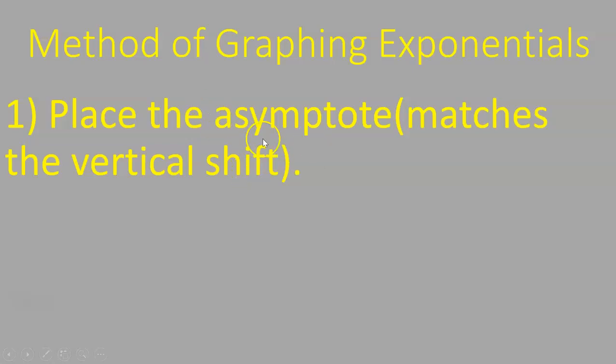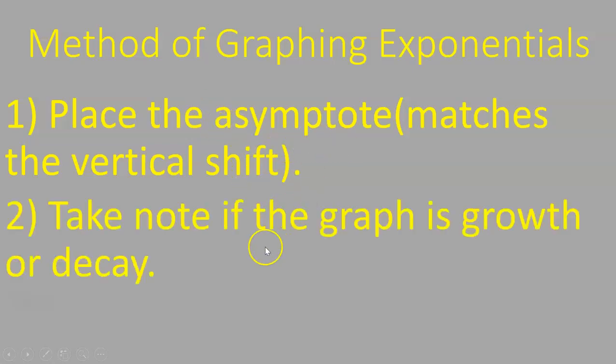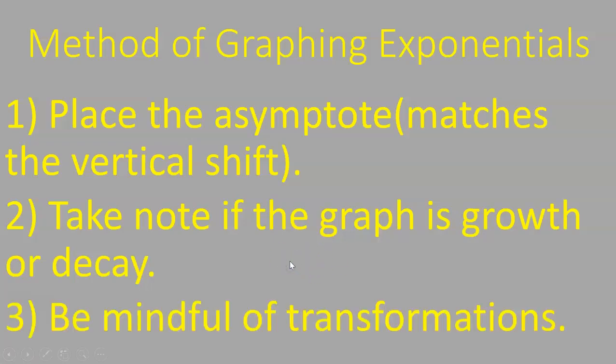That's where the asymptote is. You're not going to cross that line. You want to make sure if it's growth or decay, because remember the graphs look different. Growth goes up to the right, decay goes down to the right. And then be mindful of transformations, like you might shift it, you might stretch it, reflect it, etc.